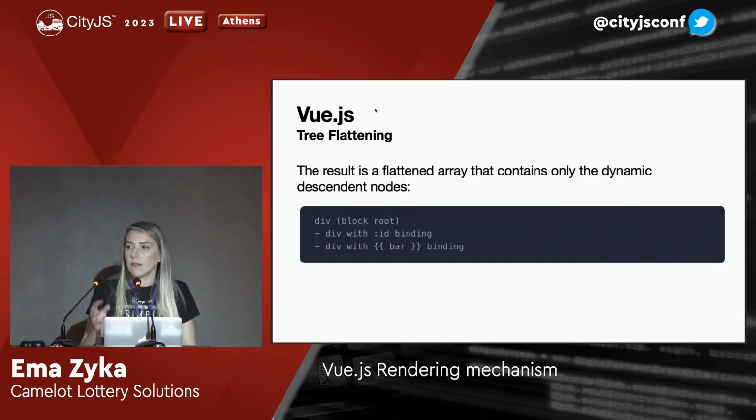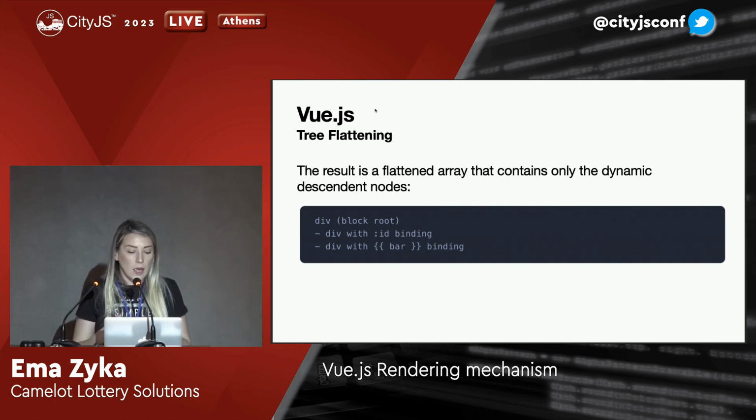The result is that Vue.js will keep in memory, in the virtual DOM, those elements that need to be tracked, keep them in some kind of array, and iterate over each of these elements in order to update only the ones that it needs to. So it will skip all the other elements.